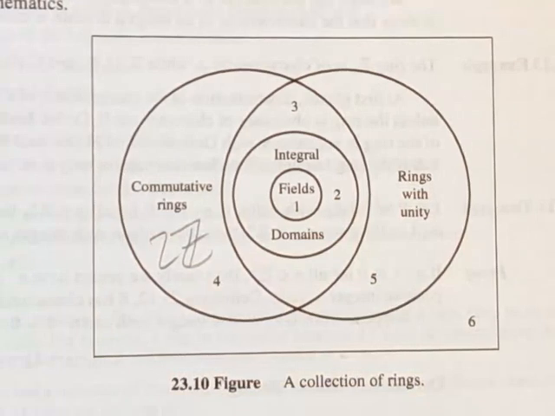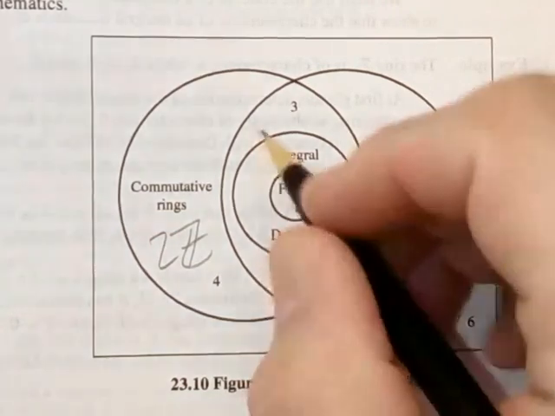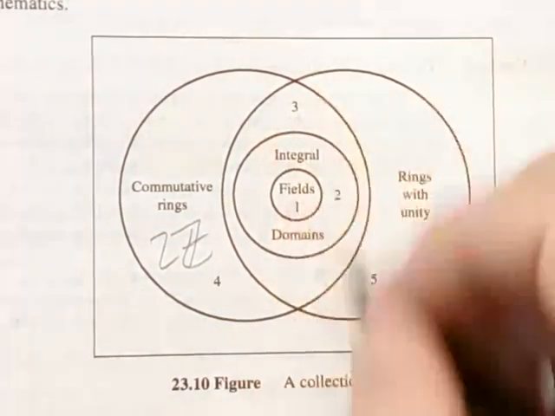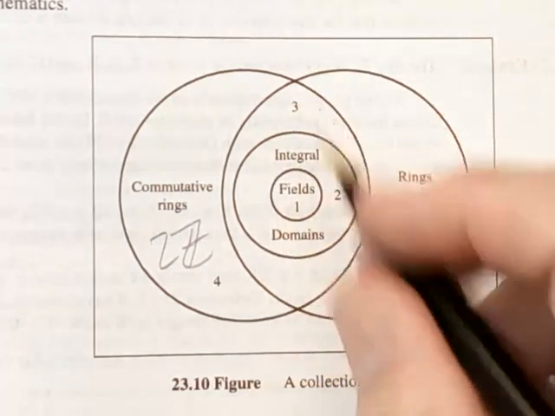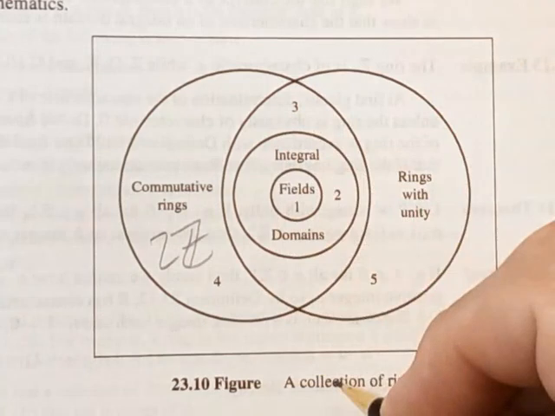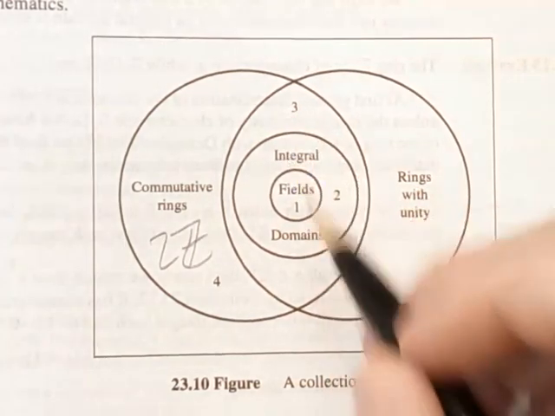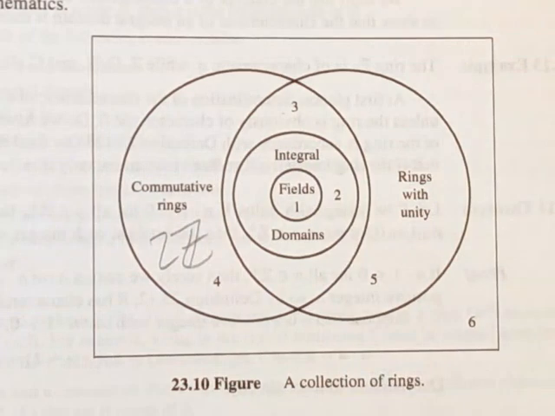The integers themselves are a commutative ring with a unity. So that should be somewhere in the middle here, right? The question is whether that's here or here or here. Are the integers a field? A field is where everything is a unit, which means everything has a multiplicative inverse. The integers are definitely not a field because I can't take 2 times something and make it equal to 1. So they're not in the very middle.